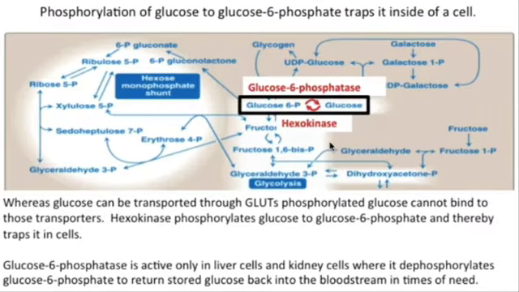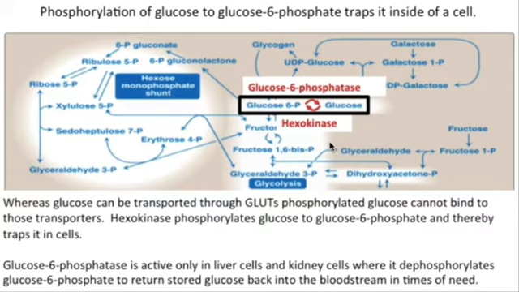Hexokinase phosphorylates glucose, and with a phosphate group it cannot get through the transporter, so therefore there's a huge gradient between the amount of glucose on the outside and glucose on the inside. Phosphorylated glucose can't use the transporter, doesn't matter how much of that there is on the inside.